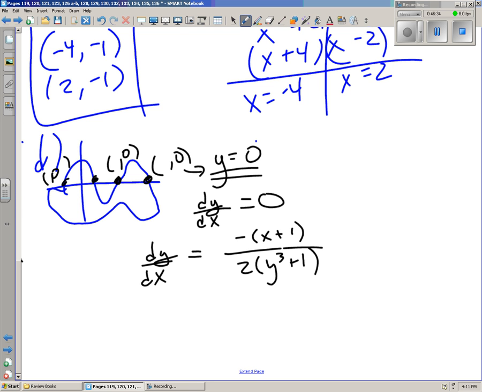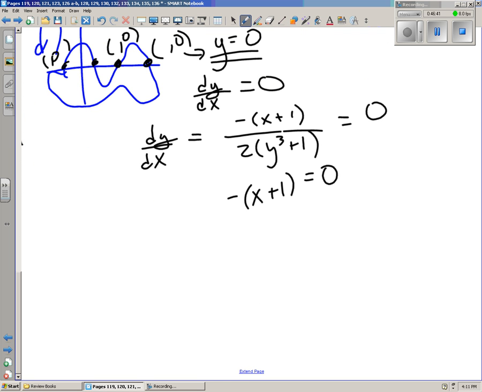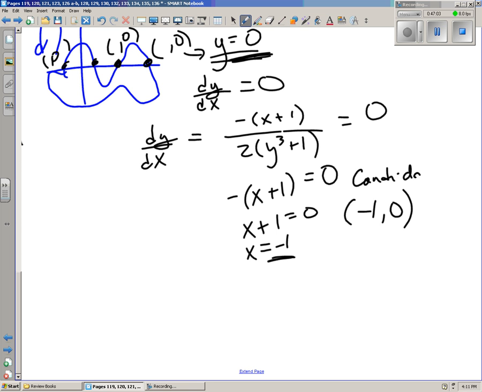Set that thing equal to 0. Well, that's just as good as the top being equal to 0. If the top is equal to 0, I could solve for x. The negative 1 doesn't matter. x plus 1 is equal to 0, so x is negative 1. So if this curve had a point where the derivative would be equal to 0, where it intersects the x-axis, it would be the point negative 1, comma 0. This would be our candidate, if you will. That's our candidate point.